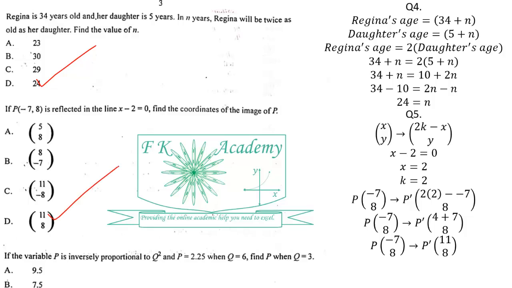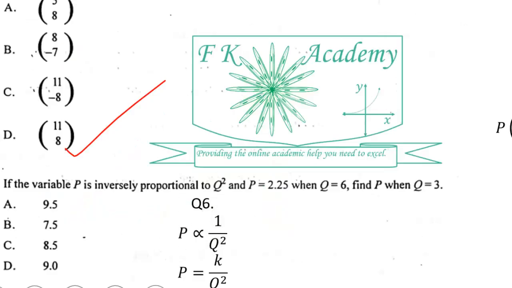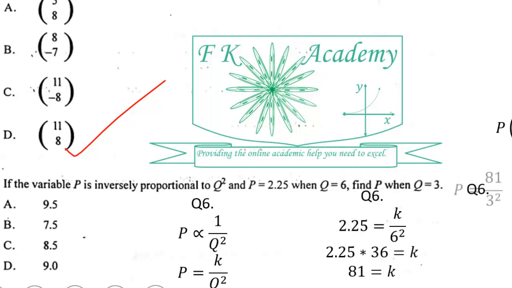If the variable p is inversely proportional to q squared, and p equals 2.25 when q equals 6, find p when q equals 3. So the answer will be p equals 9.0.